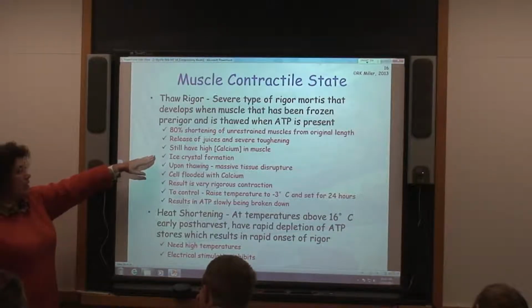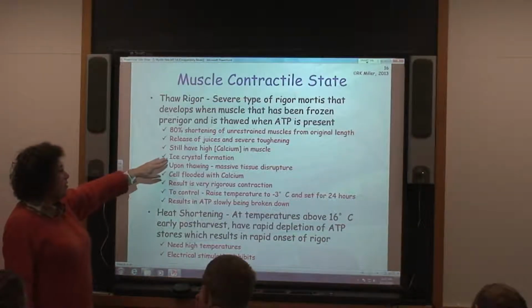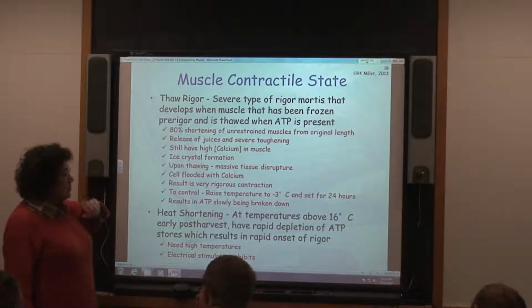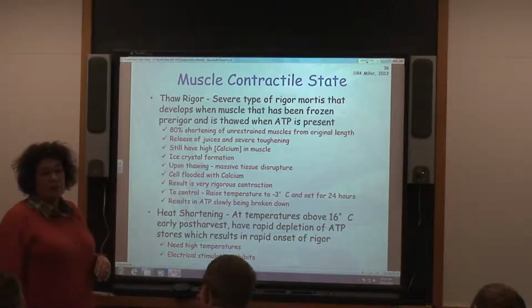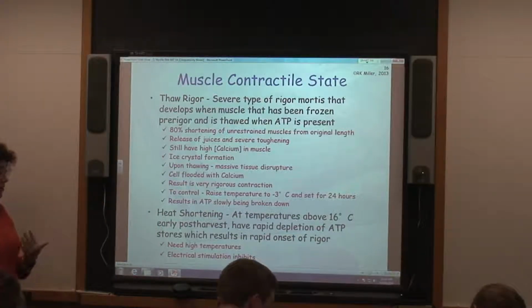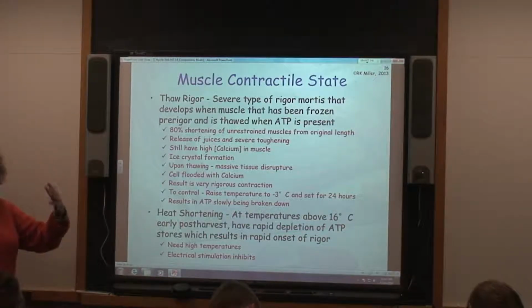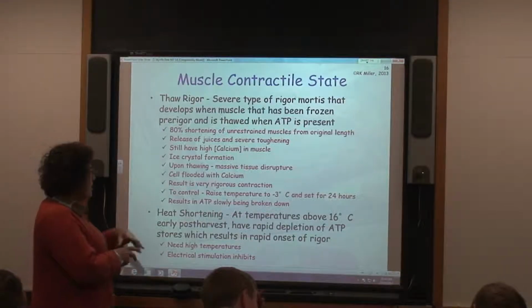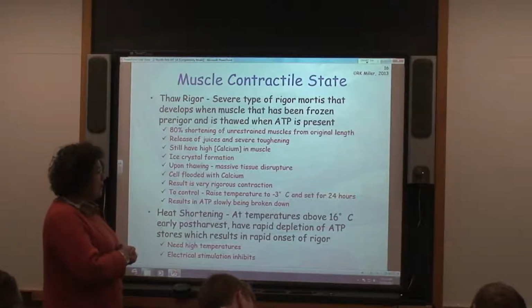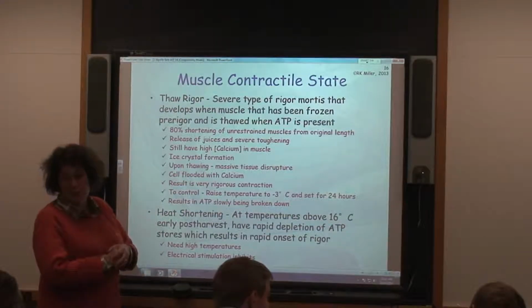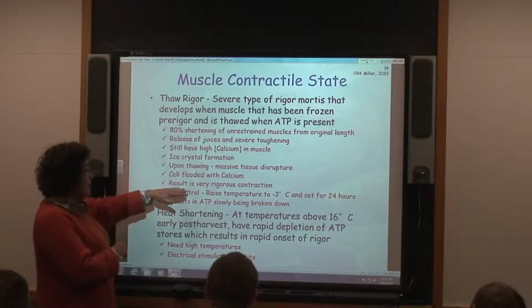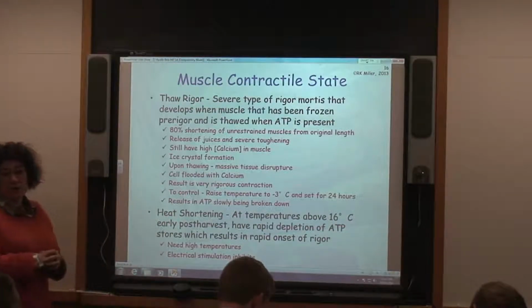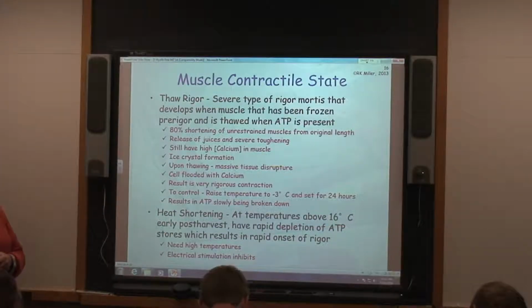And so we get some ice crystal formation, and those ice crystals will tear the tissue, we'll get tissue disruption, and of course the sarcoplasmic reticulum is a tissue. It is very sensitive. It isn't that strong of a barrier, and so we'll get a flooding of calcium, even more so than in cold shortening. And so we'll get more than rigorous contractions in thaw rigor than what we get in cold shortening.